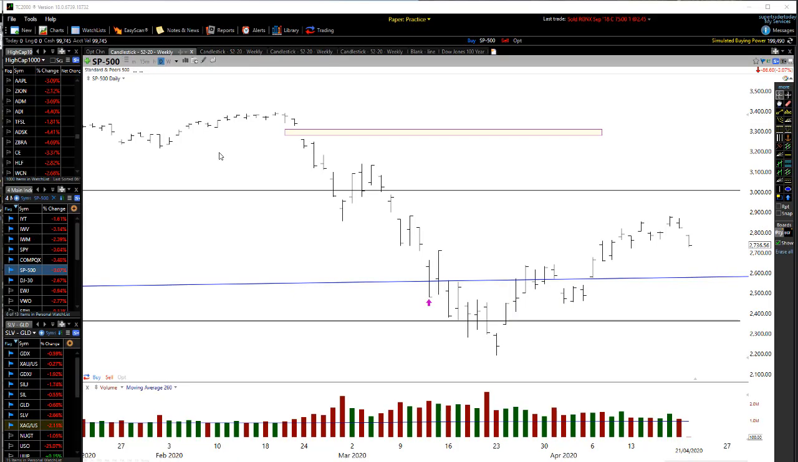Alrighty traders. Let's have a look at the markets right now and see what's going on within these markets and what's likely to happen moving forward. Where are we and what's going on right now?